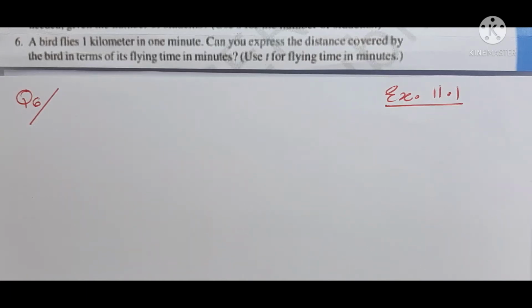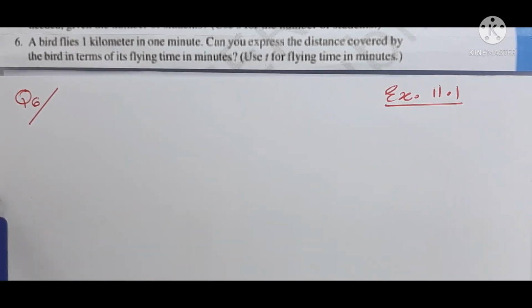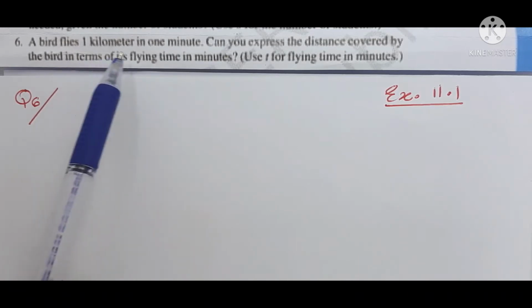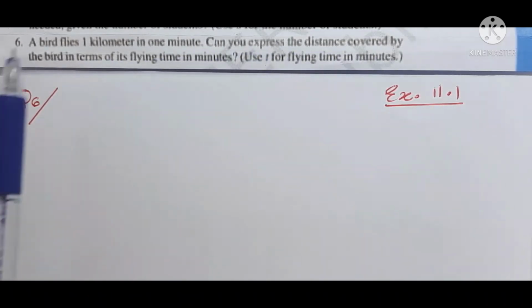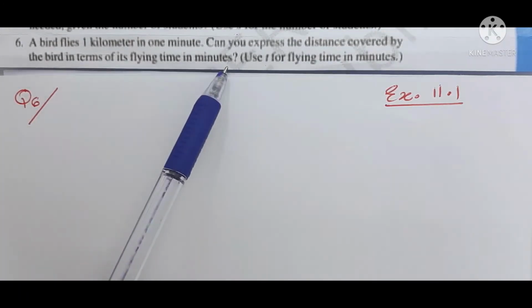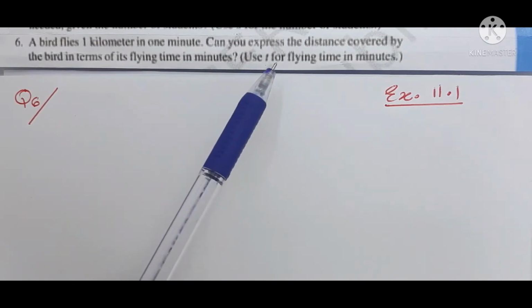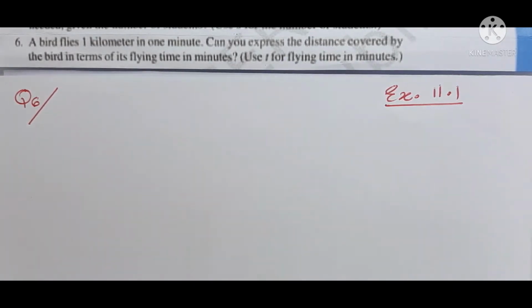Hello children. Today we will discuss exercise number 11.1, question number 6. The question is, a bird flies 1 kilometer in 1 minute. Can you express the distance covered by the bird in terms of its flying time in minutes? Use T for flying time in minutes.